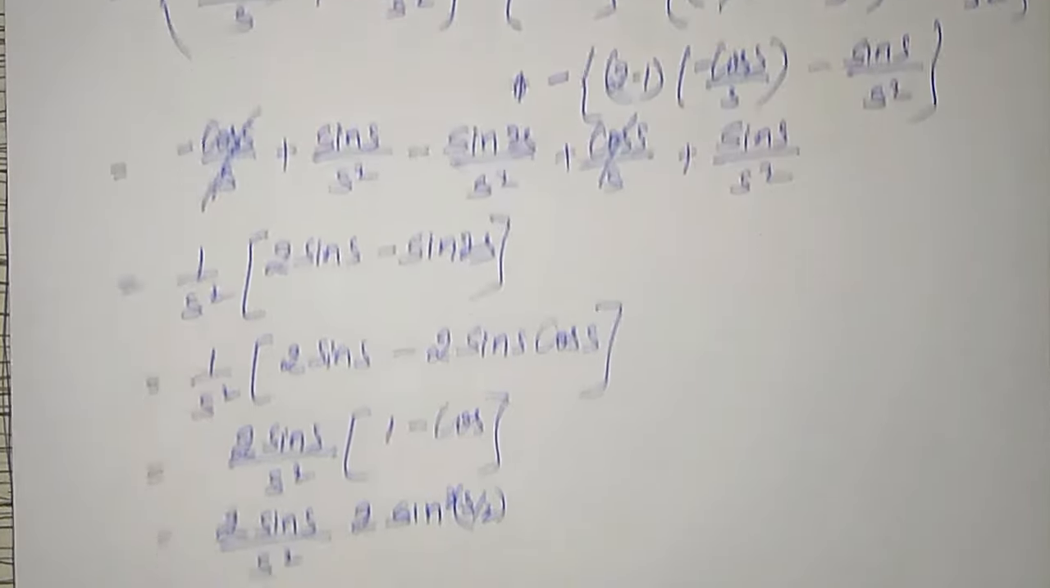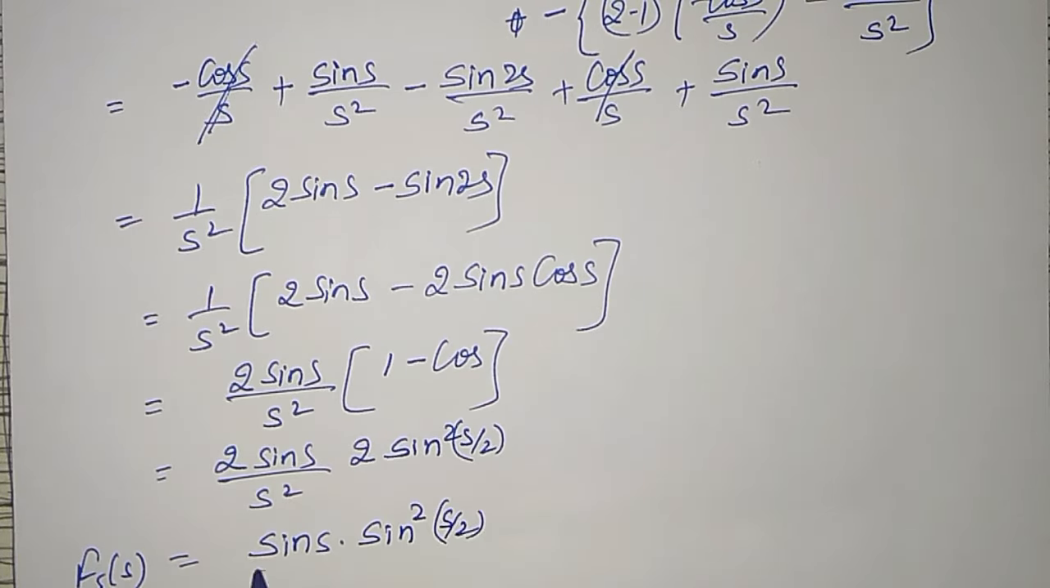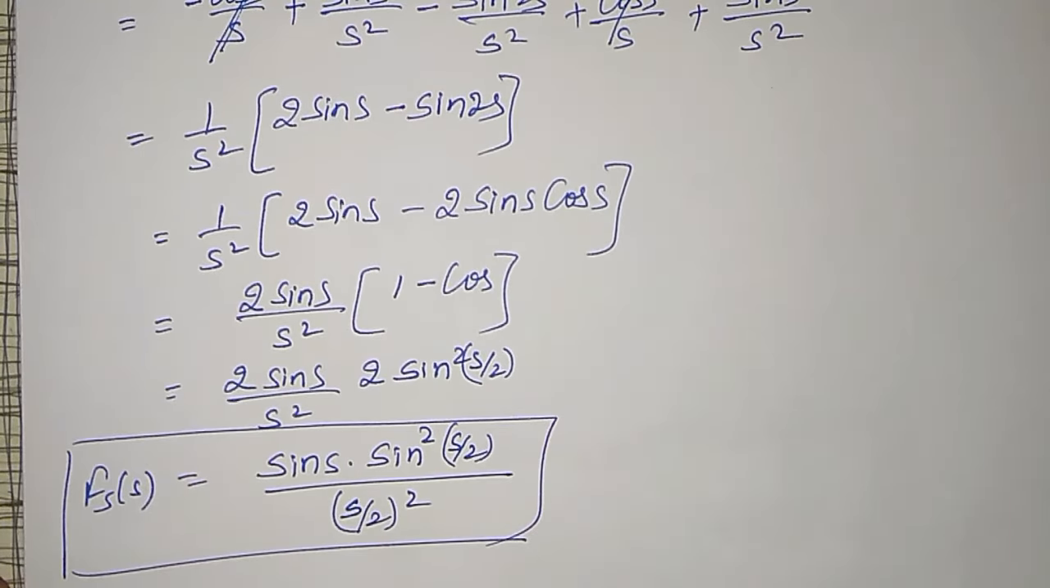Okay, and this one I can adjust and write it as Fs of s is equal to sin s into sin square s by 2 whole divided by 2 into 2 4. I will take it as s divided by 2 the whole square I can write. This is the required Fourier sine transform.